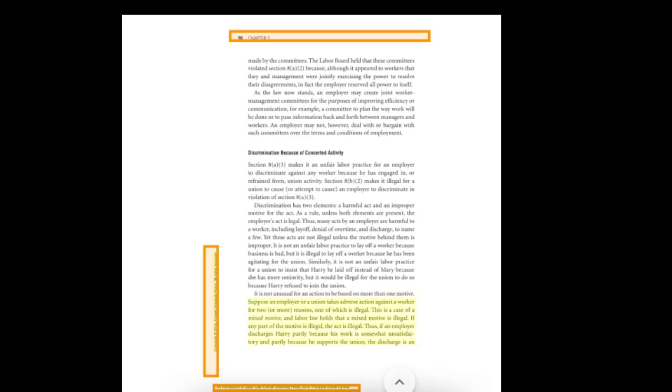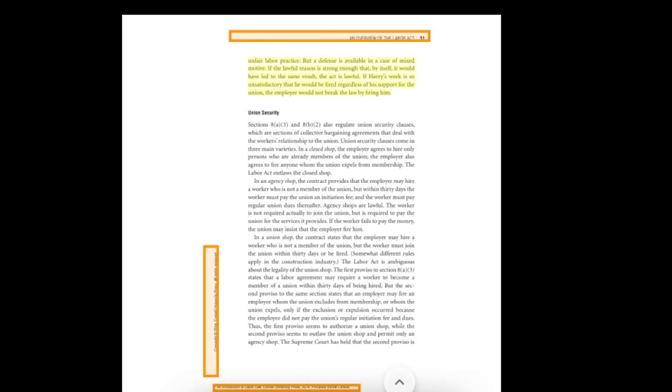Suppose an employer or union takes adverse action against a worker for two or more reasons, one of which is illegal. This is a case of a mixed motive, and labor law holds that a mixed motive is illegal. If any part of the motive is illegal, the act is illegal. Thus, if an employer discharges Harry partly because his work is somewhat unsatisfactory and partly because he supports the union, the discharge is an unfair labor practice.